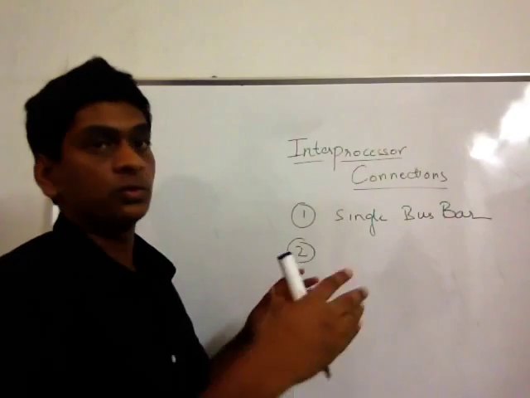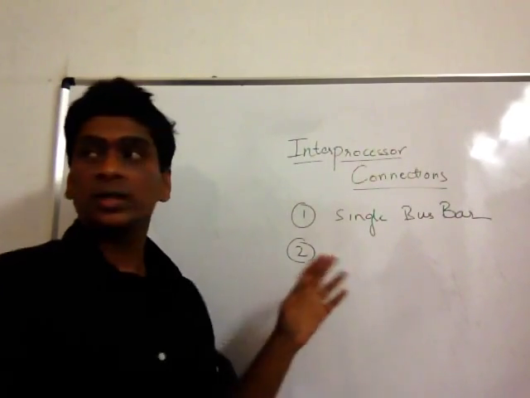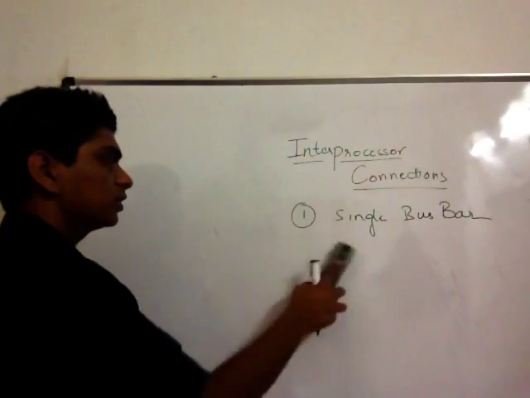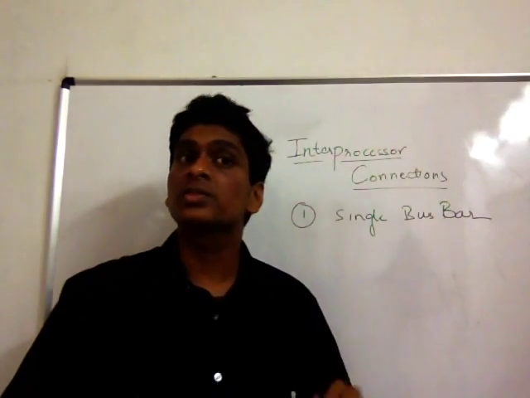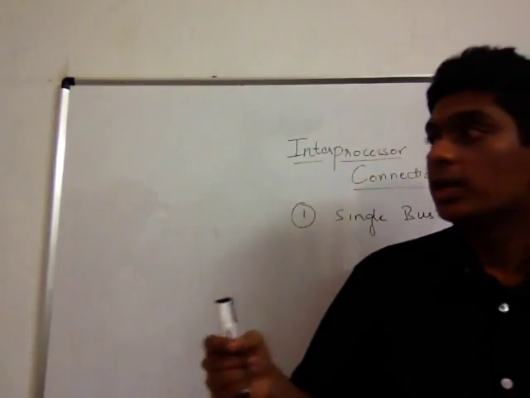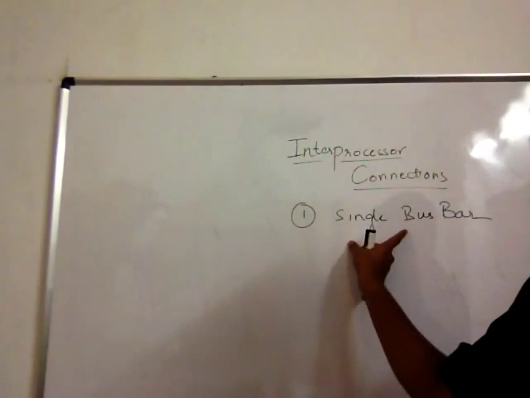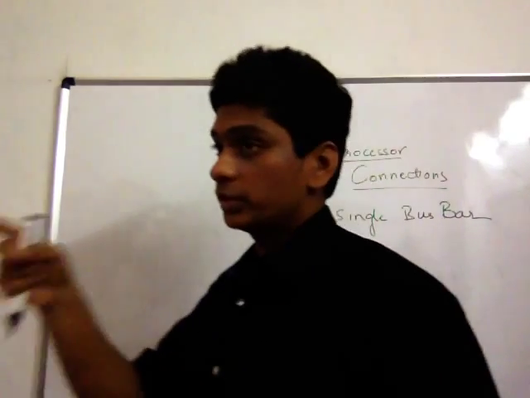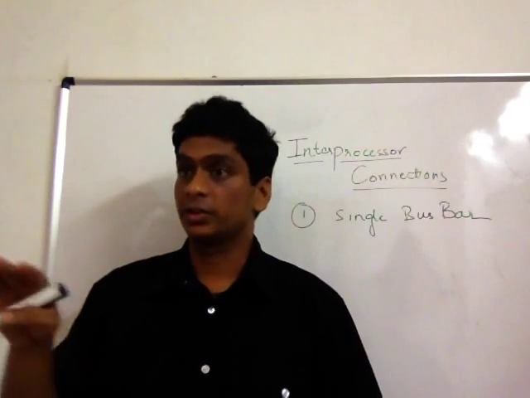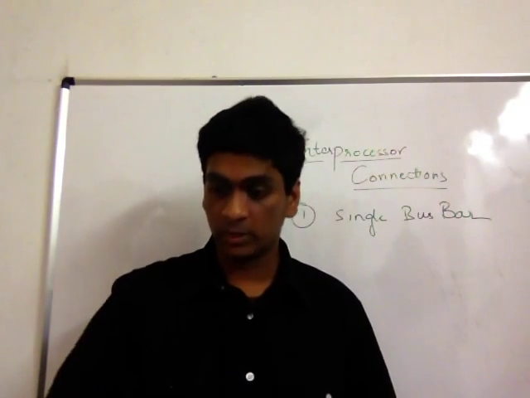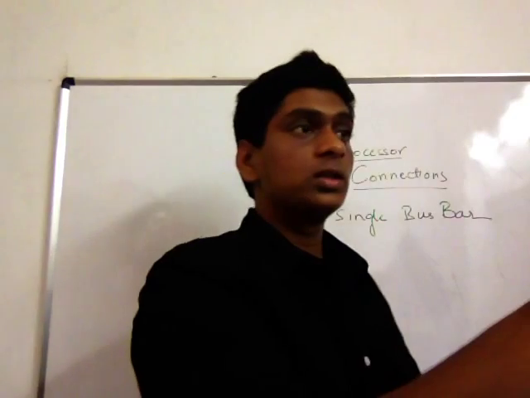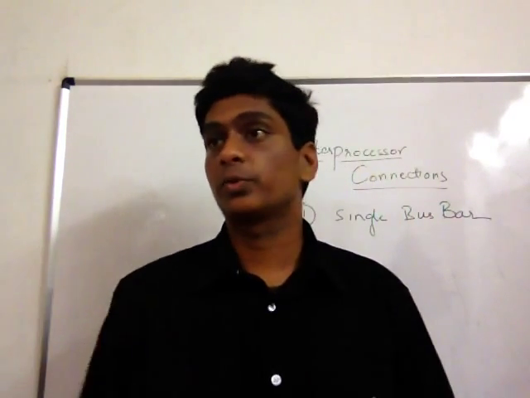I'll just write down all the names and then we'll go into the depths. Or should I explain this first? Explain this first. So the first type of connection we're going to talk about is the single bus bar interconnection. As the name itself suggests, single bus. Buses, I've already told you, are just interconnections between whatever components you have in your computer architecture. So there is just a single line of interconnection between the various processors.